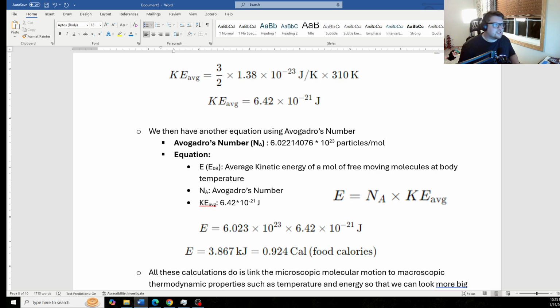The number is 6.02214076 times 10 to the 23rd power, a massive number. It's just a constant.